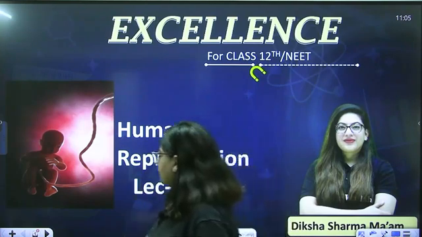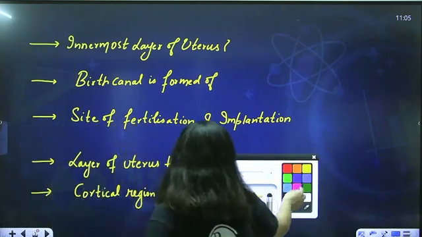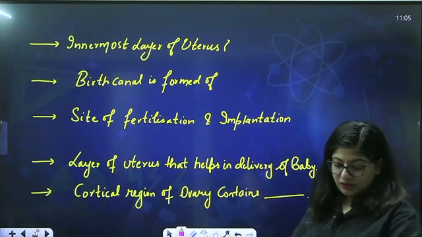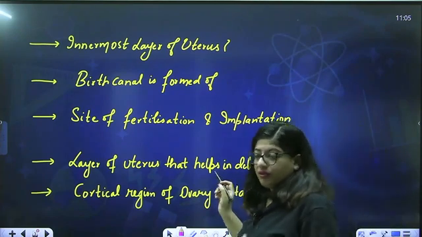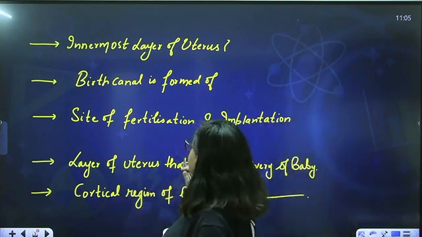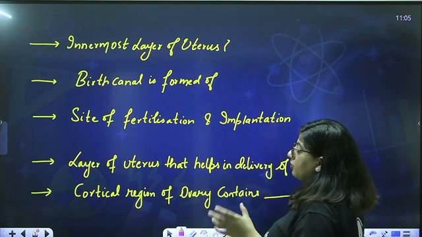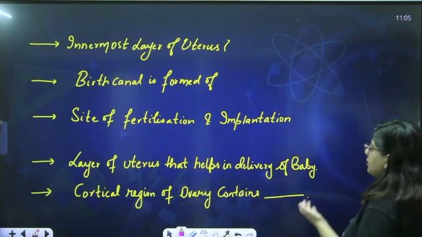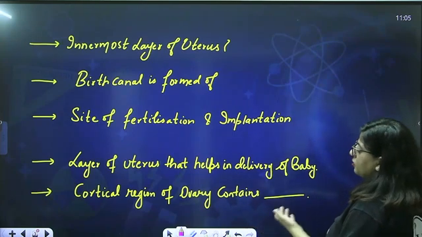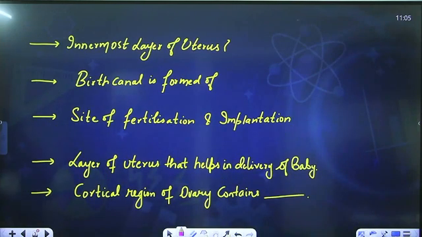But before that, let's solve some questions from the previous topic. Okay, let's see how much have you revised. Innermost layer of uterus. You have to tell me which is the innermost layer of uterus. Then birth canal is formed of. Birth canal, what it is made up of. Then site of fertilization, where the fertilization takes place, and the implantation. So there are 2 different sites. Okay, so I am giving you a hint. Layer of uterus that helps in delivery of baby, and last, cortical region of ovary contains dash. So you can take your time. And let's get started with the first one.